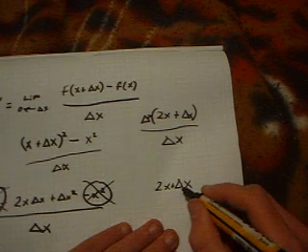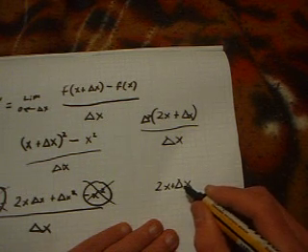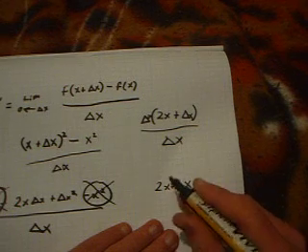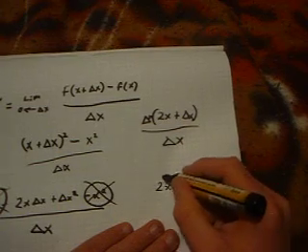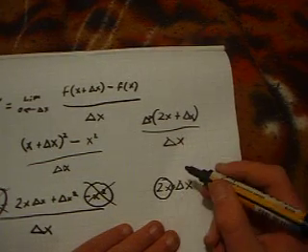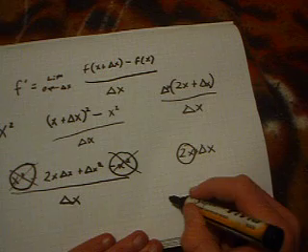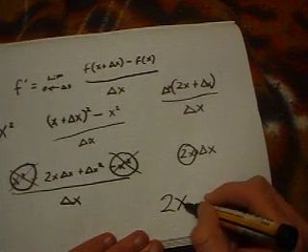And since delta x is going to 0, that means that if it did reach 0, we know what it's going towards. It's going towards 2x. So our final derivative is 2x.